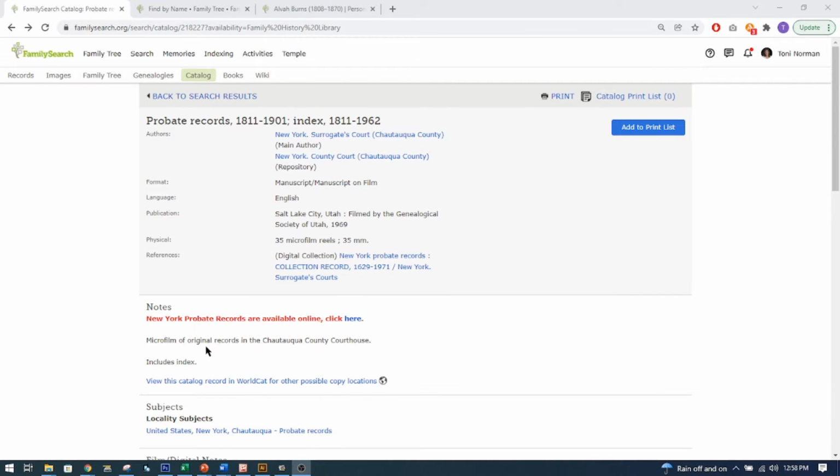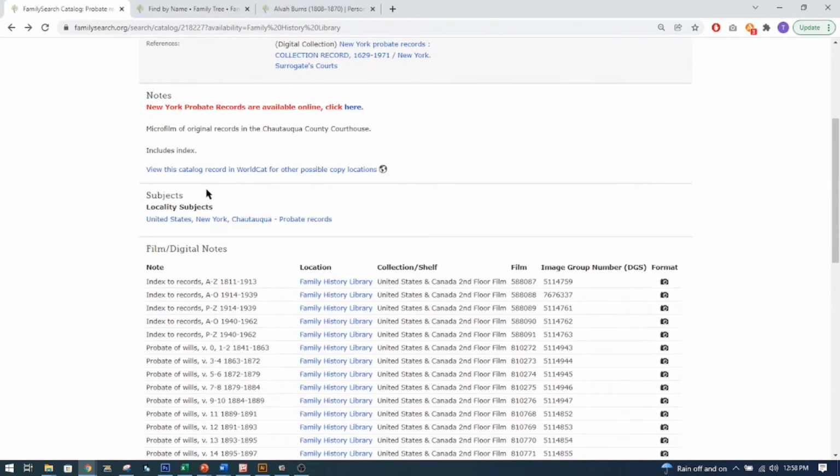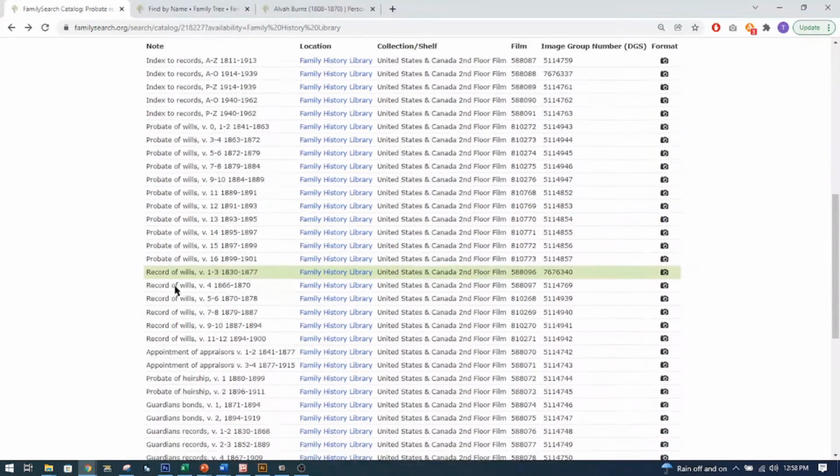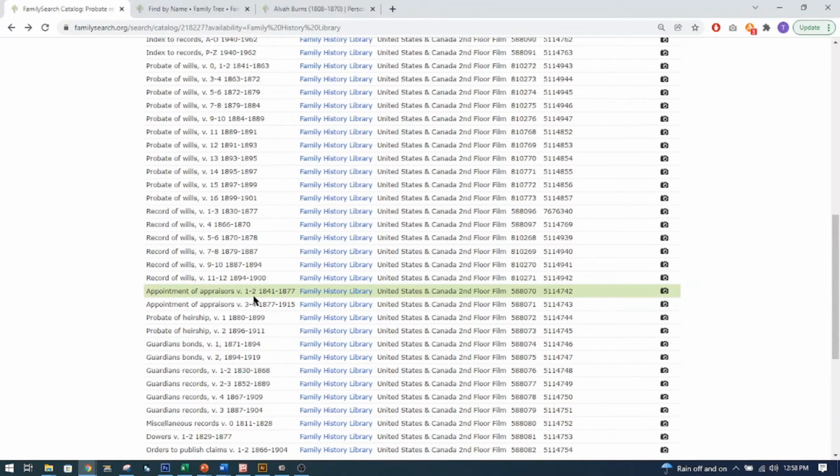Right, on this record, I went to search catalog, and then I typed in Chautauqua. I'm not sure if that's how you say it. New York. I have family from there, so I thought I'd try their probate records. So then I clicked on probate, and this is where I came up to. We have an index to records, so you can search the indexes. They have probate of wills, a lot of wills, and appointment of appraisers. I haven't looked at that one yet.